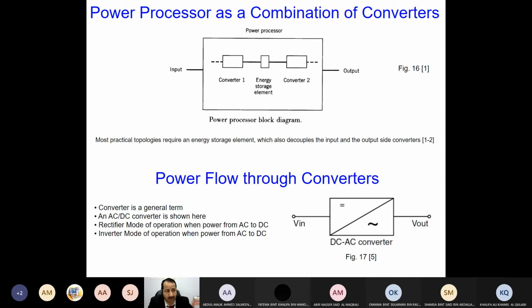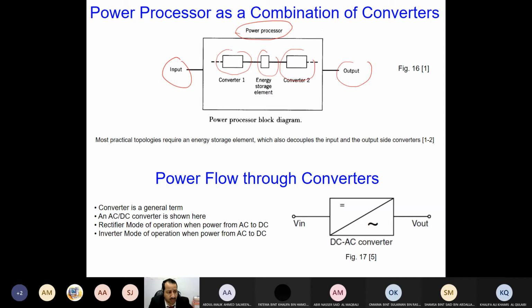Now, the process of power electronics, as you know: we have input, we have output, and the power processor. It could include more than one converter, one converter after another. Definitely between them, we need to put some storage element. I'm talking about an inductor or a capacitor.